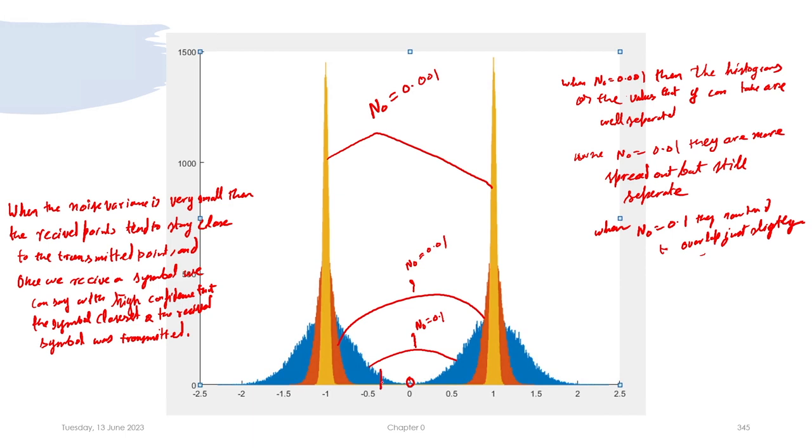Now when I increase the noise variance to say 0.1, I can still say with a fair amount of certainty that the corresponding transmitted symbol was received. But with a very small probability, it might happen that this was transmitted, but the noise gets added and it lands somewhere around here. Or this was transmitted and noise gets added, so it lands somewhere around here. So there is still a possibility of this happening, but it's not a large probability, as you can see.